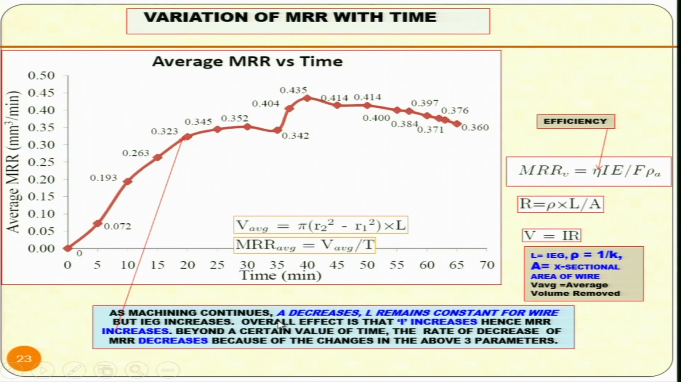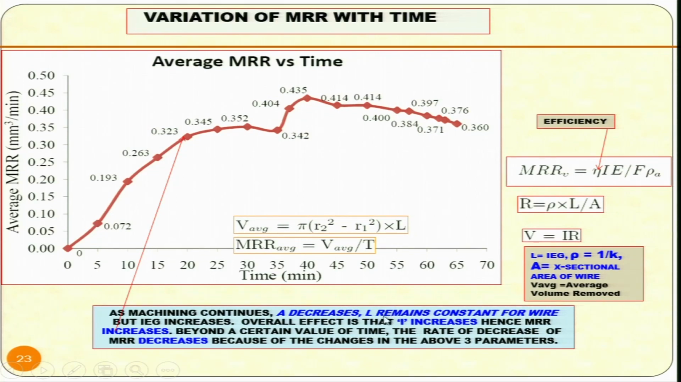As machining continues, A decreases, that is the cross sectional area that is given over here. L remains constant for wire, that is the length or inter-electrode gap, but inter-electrode gap increases.